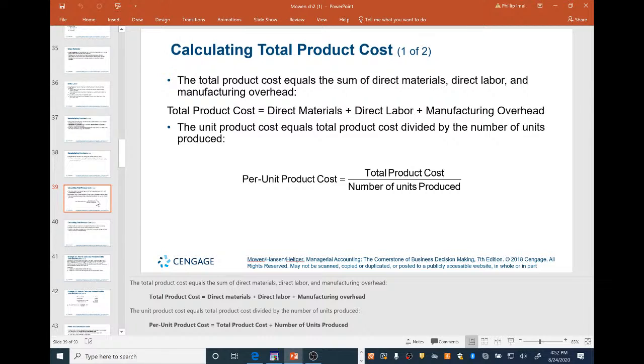So the total product cost equals the sum of direct materials, direct labor, and manufacturing overhead, right? Once again, total product cost is the sum of direct materials, direct labor, and manufacturing overhead. We can see the formula right below that. Total product cost is direct materials plus direct labor plus manufacturing overhead. Pretty simple, right?